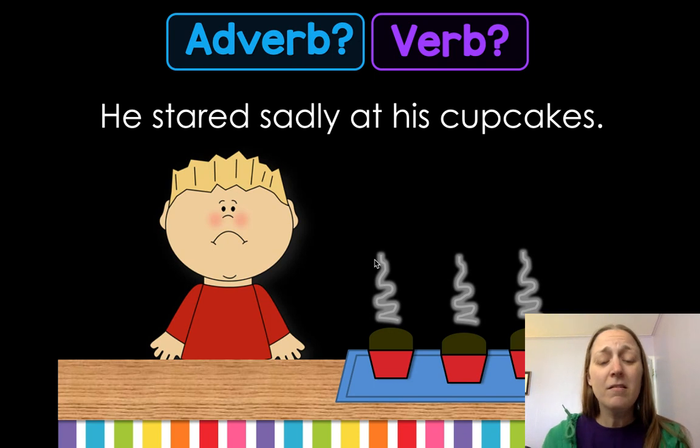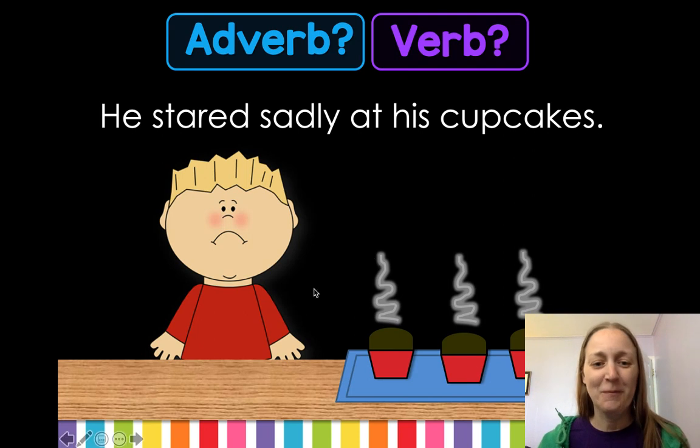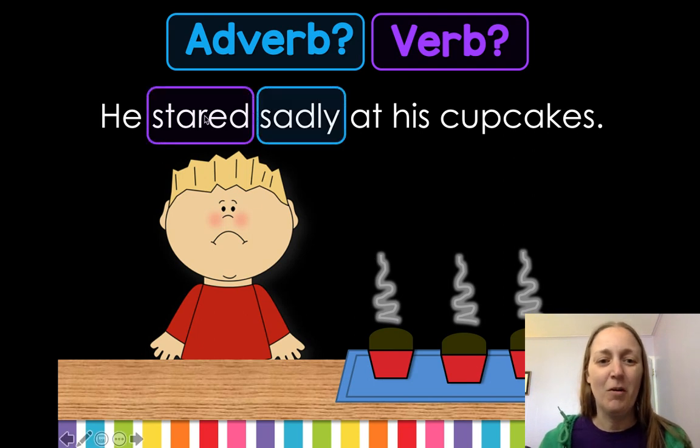He stared sadly at his cupcakes. So ask yourself, what is the verb or the action that somebody can do? Hopefully you said stared, because you can stare. How did he stare? Hopefully you said sadly. So our verb is stared, sadly is our adverb.